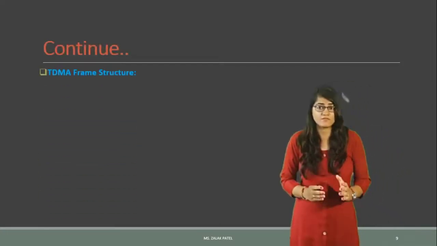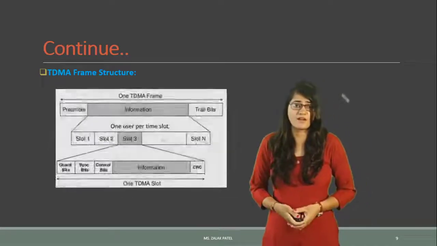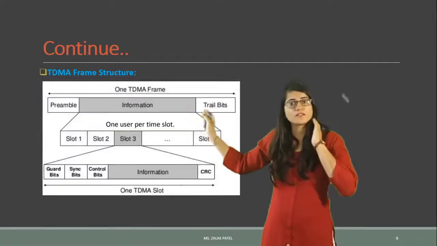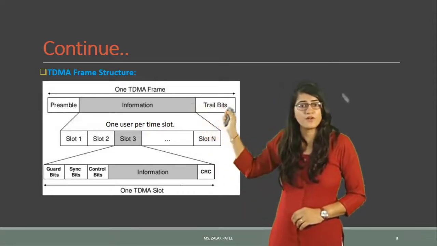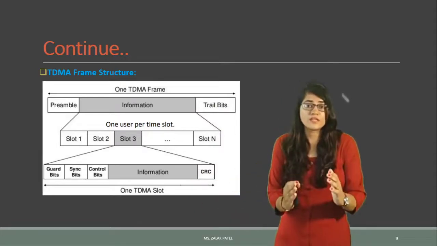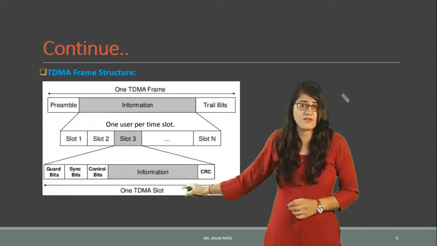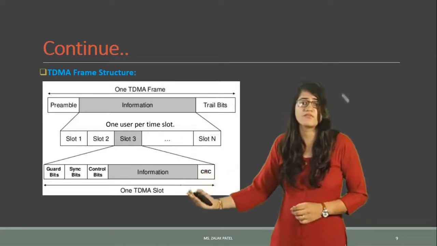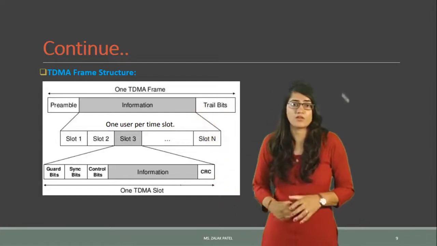Now let's see the frame structure, that is, how the data is transmitted from the transmitter end to the receiver end. For that, consider this figure. In this case, one TDMA frame will be drawn, and here, at the last, is one time slot. Because the data is transmitted in terms of frames, you can see that this one time slot is multiplied by many users to get one particular frame.